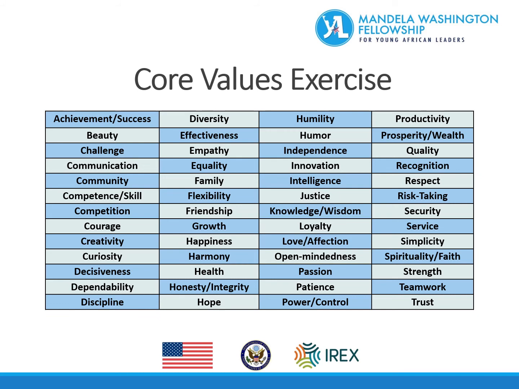Second, make two columns on your paper, non-negotiable and negotiable. Non-negotiable values are key to how you define yourself. The negotiable values are still important to you, but they are less central to how you define yourself and to how you would describe your beliefs to others.